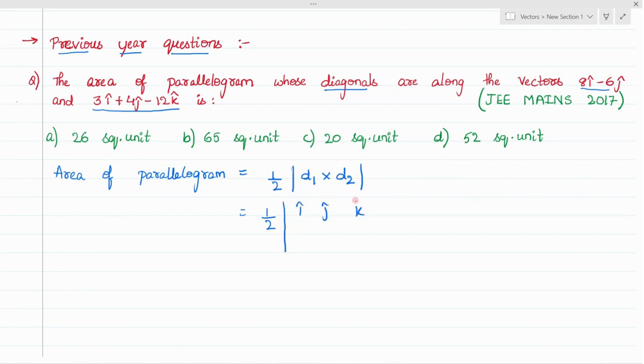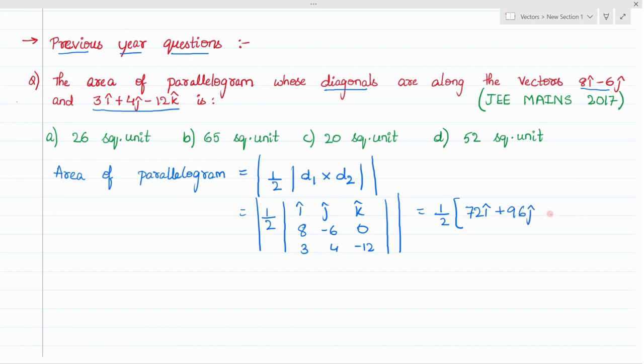How do we calculate? i, j, k cap. One is 8, minus 6, 0. One is 3, 4, minus 12. This and this magnitude we need to take because we are talking about the area, right? So here we'll get 1 by 2, 6, 12 6 are 72 i, minus into minus plus 96 j cap. k becomes plus 50 k cap.